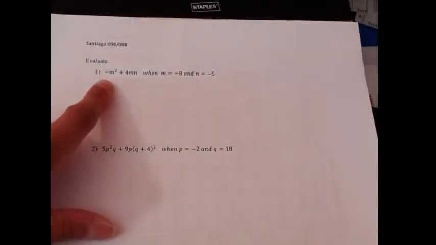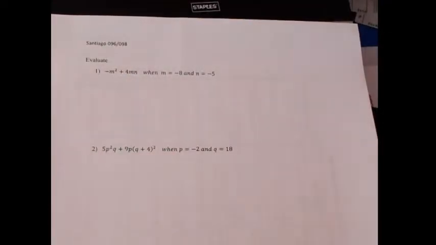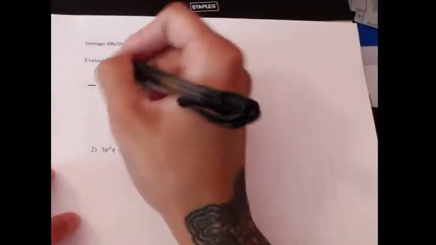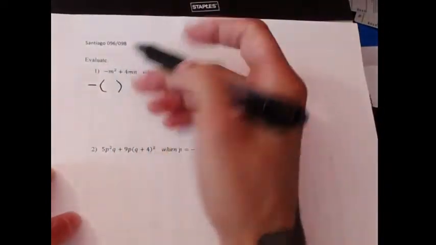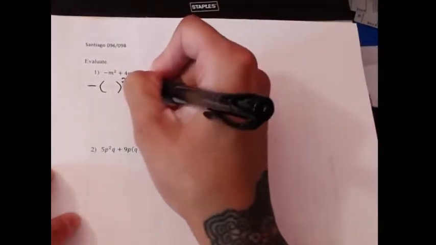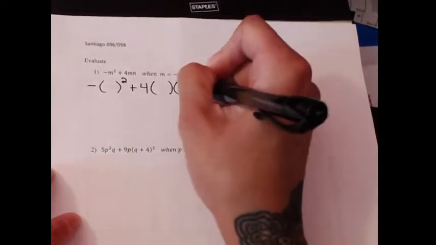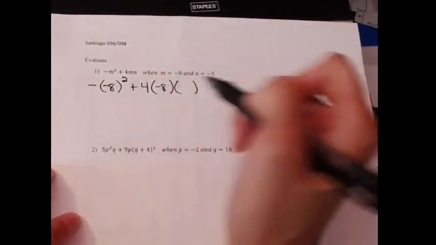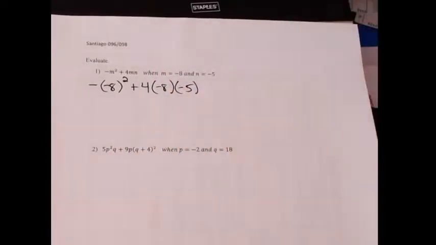Notice what I have here. -m squared. What's being squared? The -m or just the m? I hope that you all said just the m. So when we go ahead and rewrite this, check it out. We've got -m, we're going to fill m in, we have a power of 2, plus 4 times m times n. Let's fill in our -8s wherever we had an m, and let's fill in -5 wherever we had n.